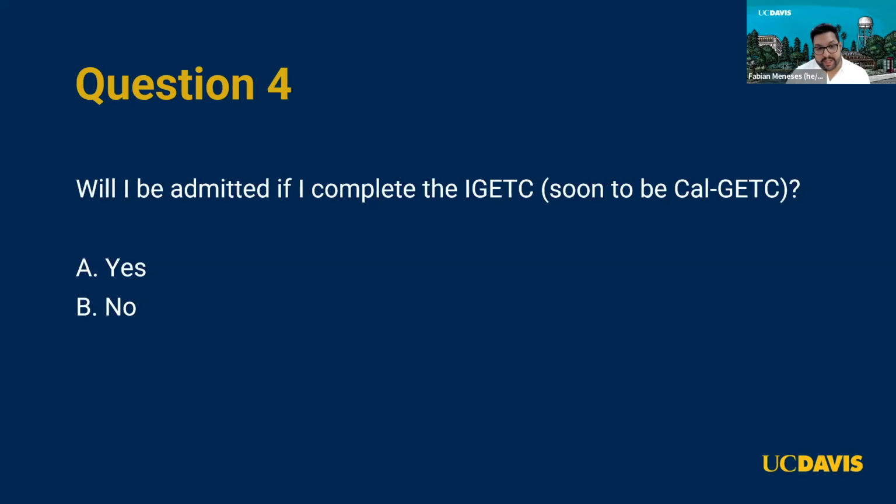The IGETC or the CalGETC will satisfy freshman and sophomore level general education requirements before transferring to a four-year institution. And just because you completed IGETC, it does not mean that you will automatically qualify for transfer admissions. Additionally, IGETC is not a requirement for transfer admissions. We will go through this in the next couple slides. So this is why it's super important for you to connect with your counselors and representatives of the universities that you're interested in to make sure that you are on track.